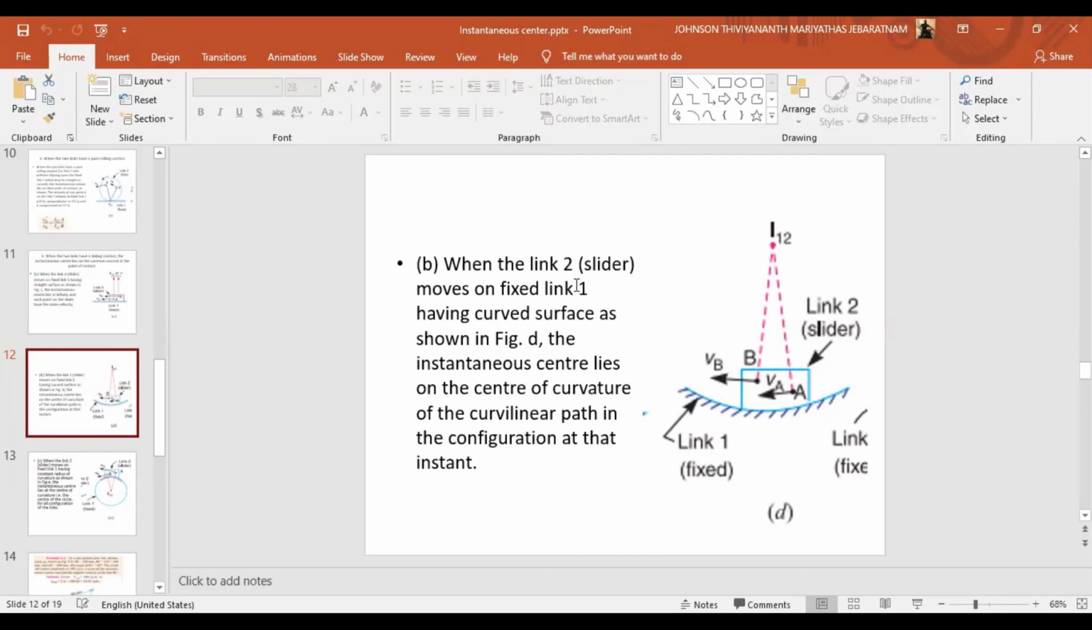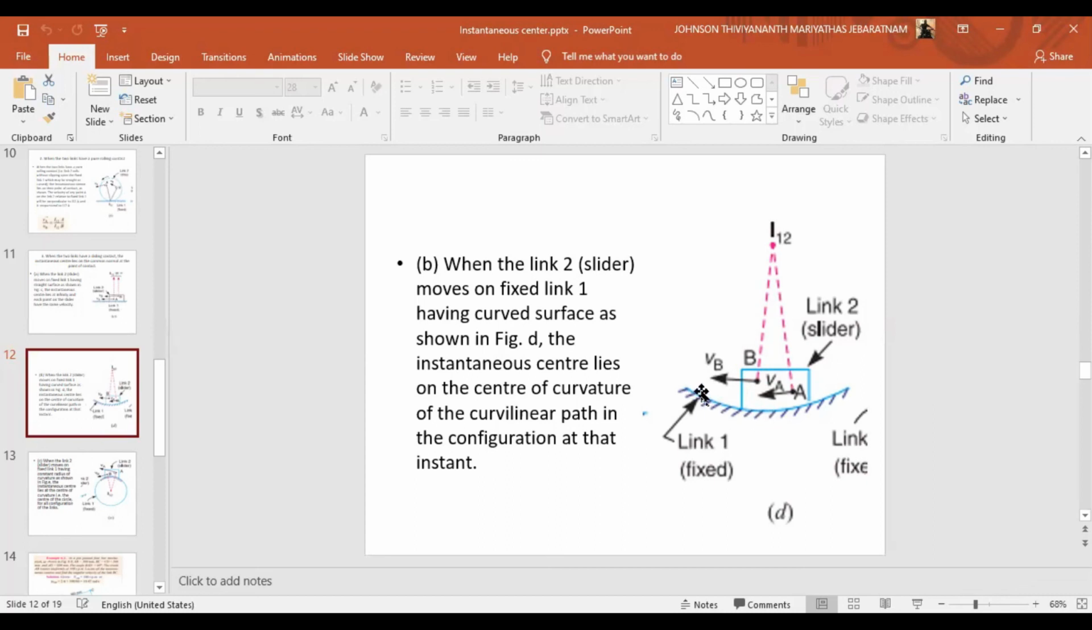When the link 2 slider moves on fixed link 1, the slider, that is link 2, moves on link 1, that is the fixed link, having a curved surface as shown in this figure. The fixed link is curved. The instantaneous center lies on the center of curvature of the curvilinear path, in the configuration at the instant.